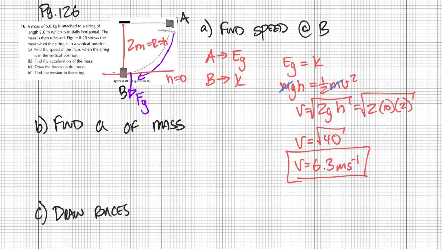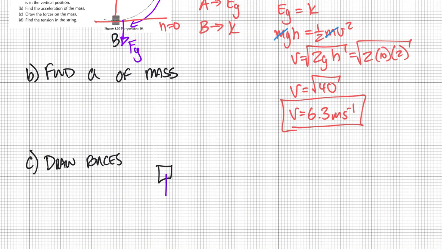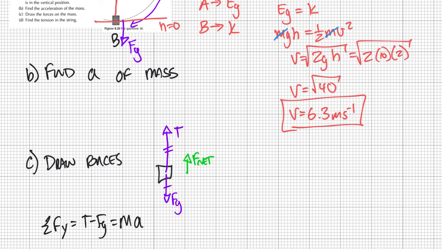at the vertical position. So my mass is here. We're going to have the gravitational force, which is going to be acting downwards. And then we're going to have tension, which is upwards. And tension is going to have to be greater than the force of gravity. And that's because we need a net force that is pointing towards the center of my circle. So the sum of the forces in the y direction would be tension minus the force of gravity equals mass times centripetal acceleration, because that is a centripetal acceleration. And we'll use that in D, but now let's go back up here and find the acceleration of the mass.